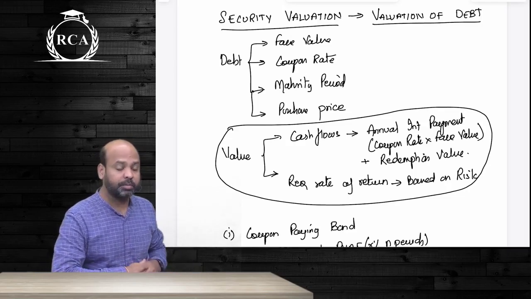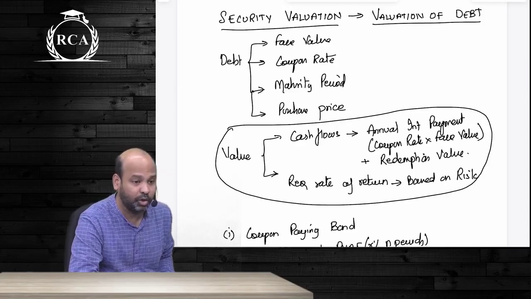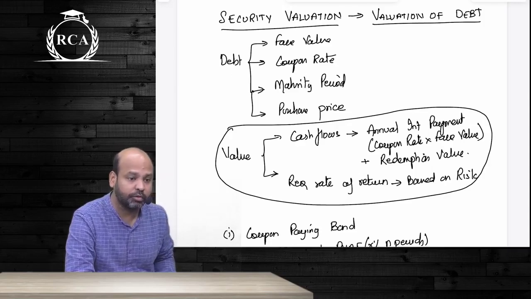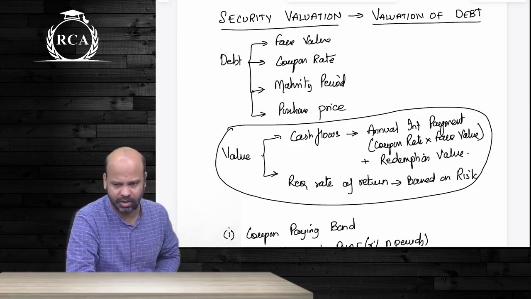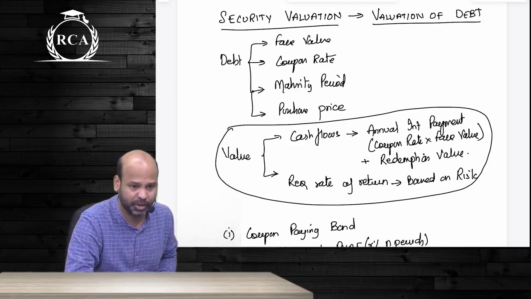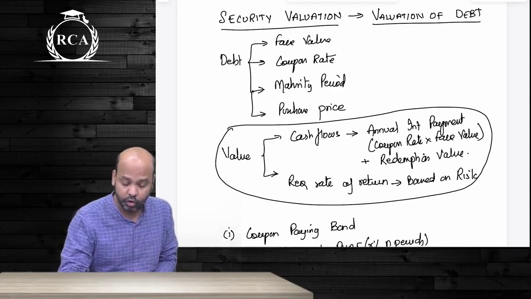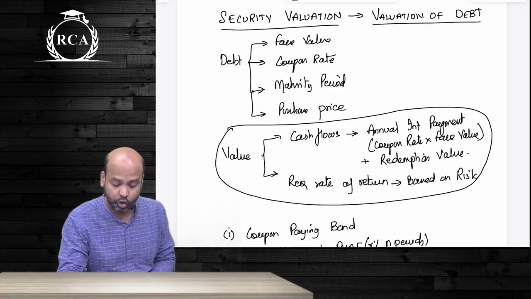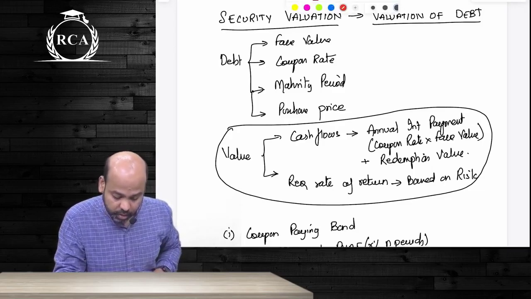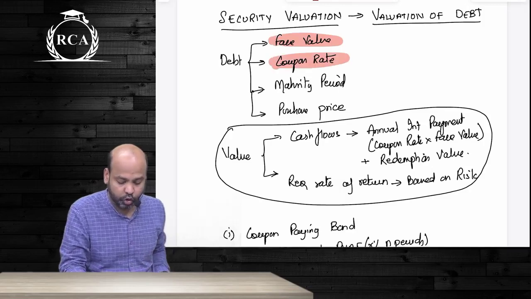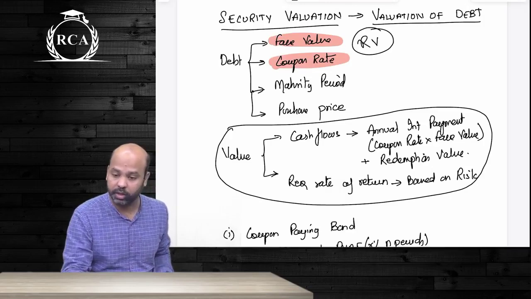When you talk about a bond, the cash flow that you are going to receive from a bond will be in two forms. One is the amount of coupon payment that you receive every year. The other is the redemption value that you receive at the end of the maturity period. So you should know the face value, the coupon rate, and the redemption value of the security.